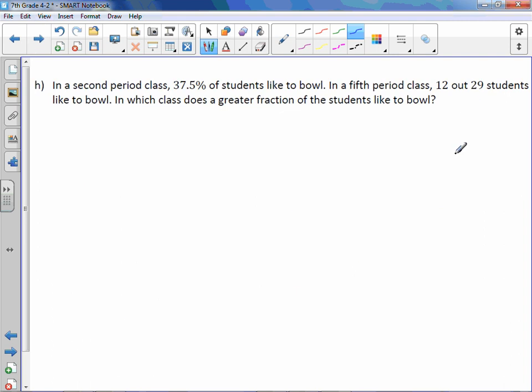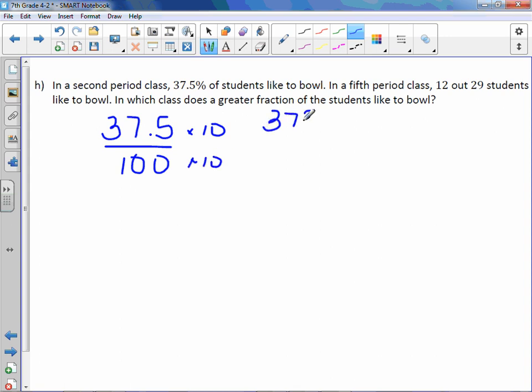In a second period class, 37.5% of students like to bowl. In a fifth period class, 12 out of 29 students like to bowl. In which class does a greater fraction of the students like to bowl? So this one's a little bit tricky. We still put our percent over 100, but because of that decimal, I need to get rid of it. Let's multiply by 10 here. And that will get rid of our decimal, and that'll put 375 over 1,000.